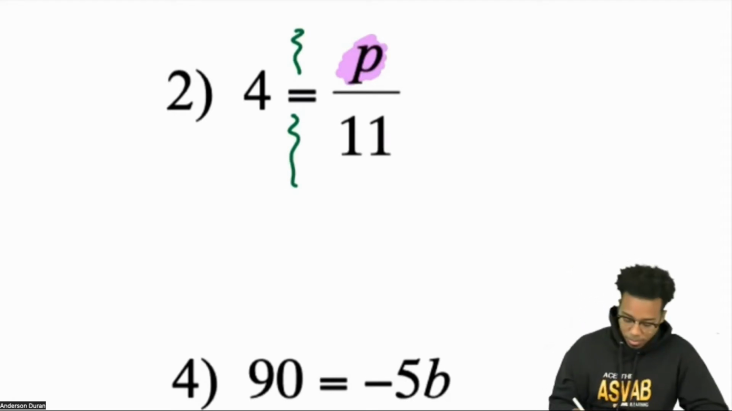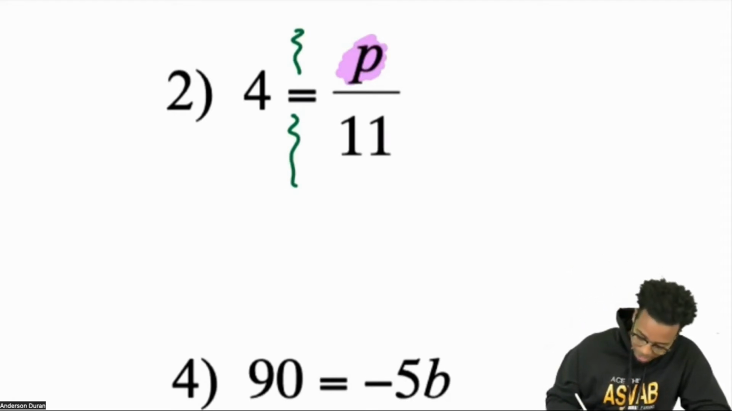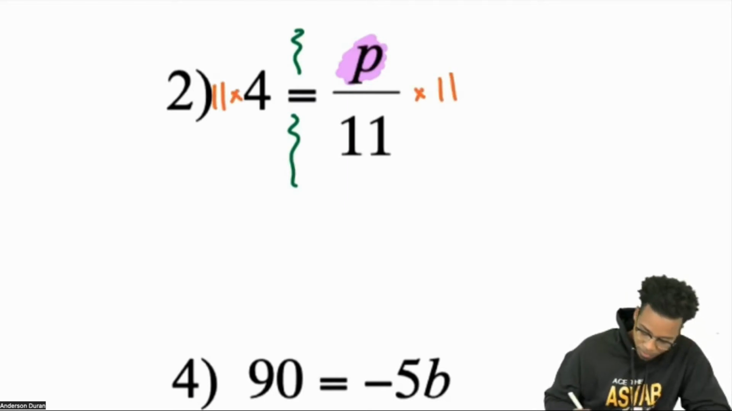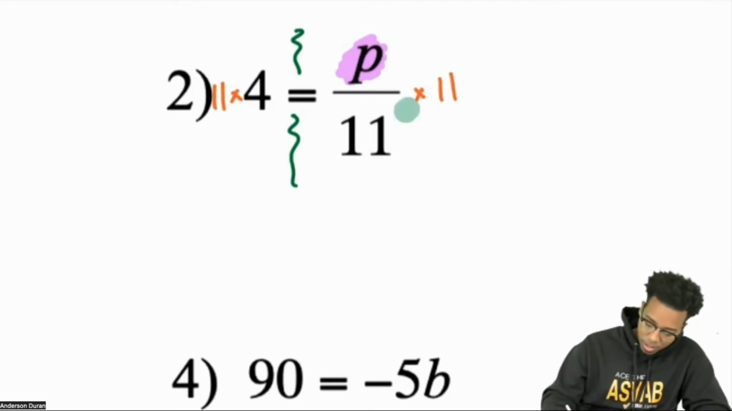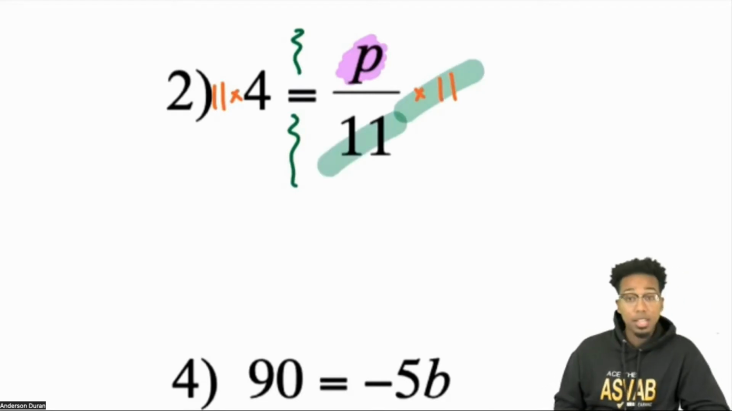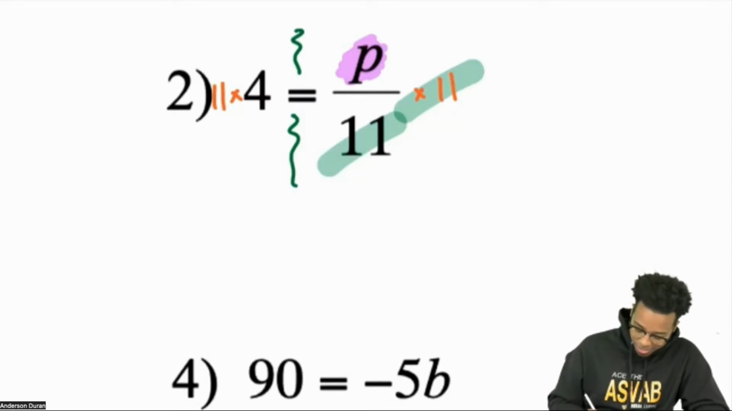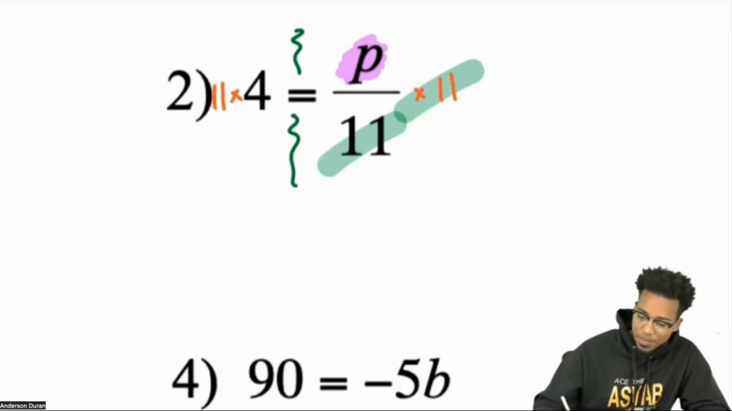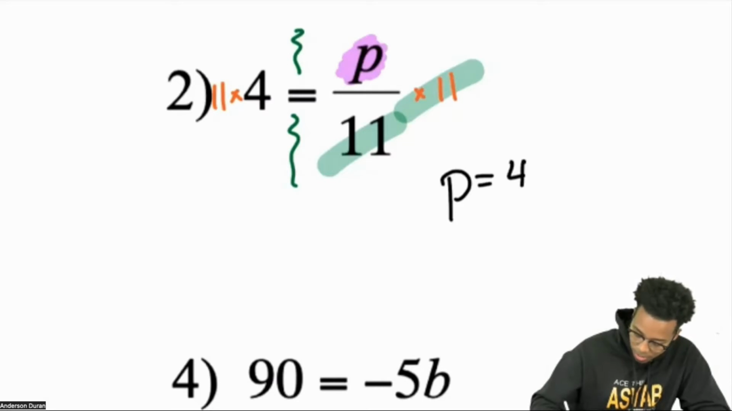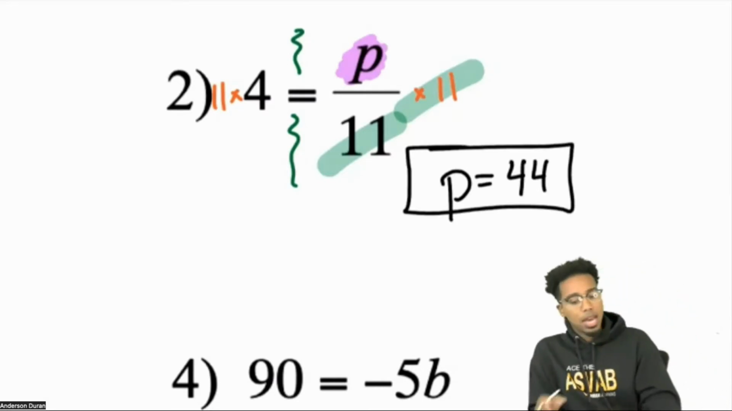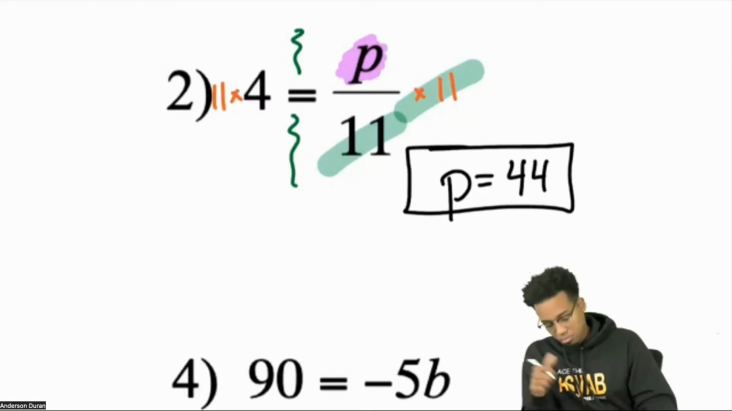Exactly. So let's write that out, multiply by 11 on both sides. And here's the thing. If you multiply by 11 and divide by 11, you get right back where you started. And so 11 times 4, everybody, is what? Exactly, 44. Nice and easy. Boom. So hopefully if you try number 2, there you go.